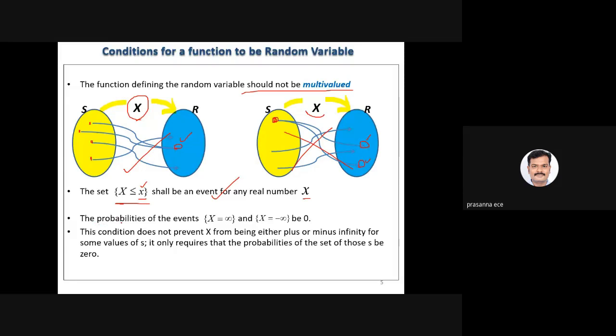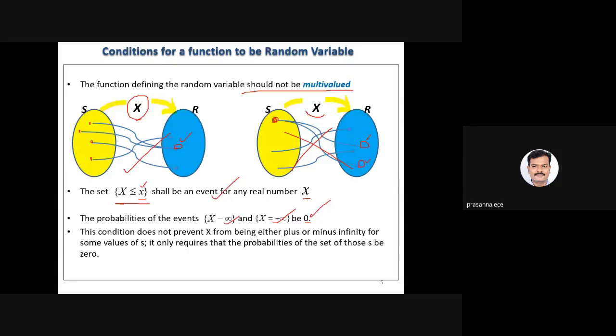The third condition is that the probabilities of the events x equal to infinity and x equal to minus infinity should be 0. The point to note is that the random variable x itself can take the values of infinity and minus infinity, but the only requirement is on the probabilities of the events. x equal to infinity might correspond to one particular outcome in the sample space, and x equal to minus infinity will correspond to another particular outcome. The only requirement is that both outcomes should have a probability of 0.